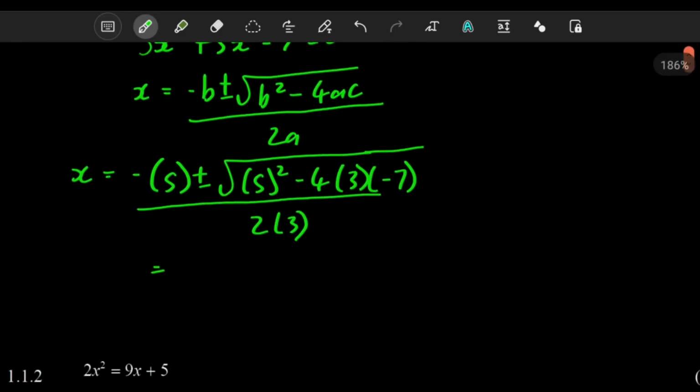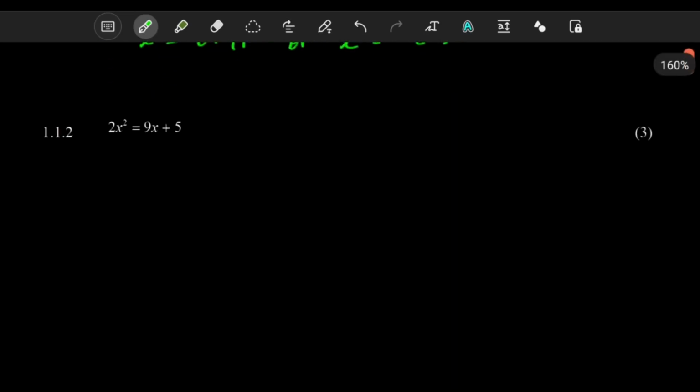But anyways, this in your calculator should give you x as 0.91 or x as negative 2.57. Nothing crazy here, nothing major. For 1.1.2, it is a similar scenario.